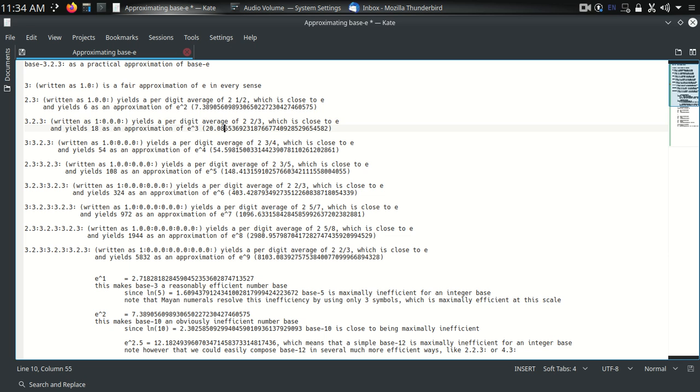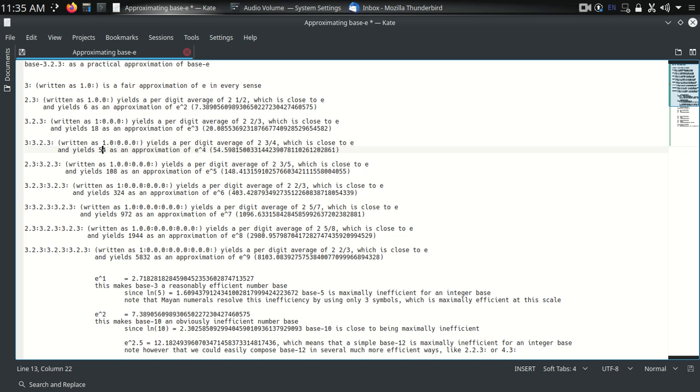And 18 is its approximation of E cubed, and E cubed is just under 20.1. So you might note here that base 20 is actually a pretty nice base to use if we're considering efficiency. So then we come out a little bit more and we get a per digit average of 2 3/4.